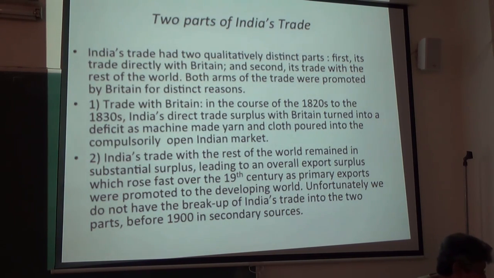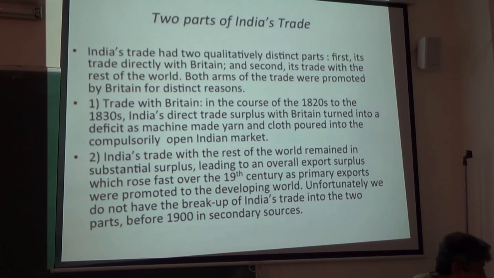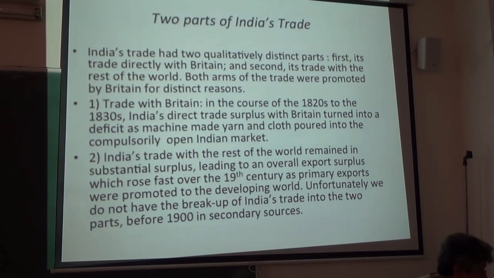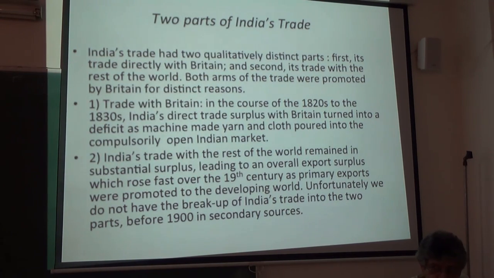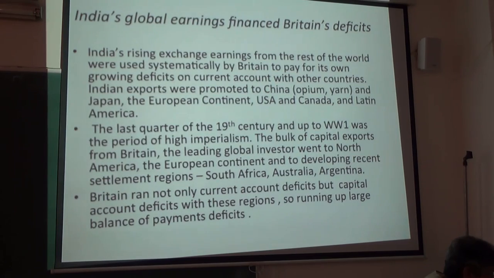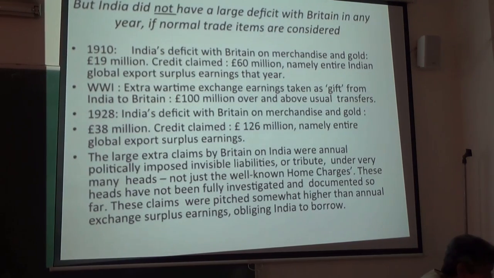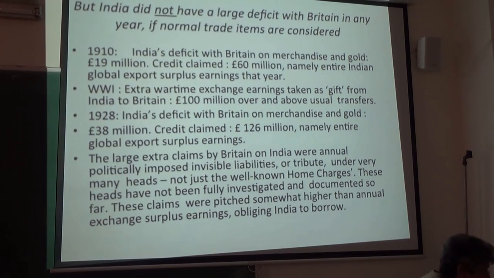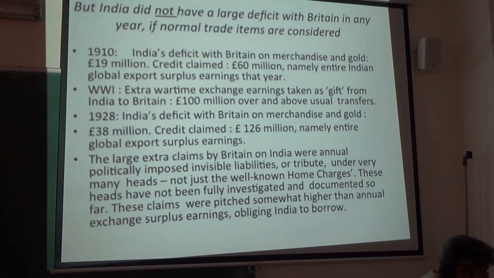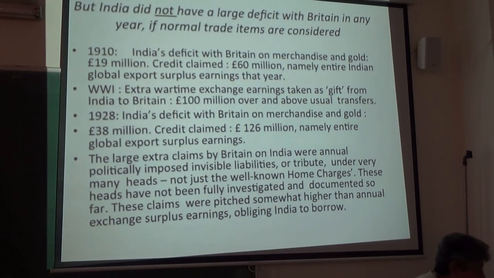I've shown you the long-term trends, because primary exports were being demanded by the developing part of the globe. They had an insatiable demand for raw materials as well as consumption goods. Unfortunately, we do not have the breakup of India's trade into the two parts before 1900 in the secondary sources. So I've already talked about this. Now, India did not have a large deficit with Britain in any year, if normal trade items are considered. I will illustrate by giving some indicative figures here.